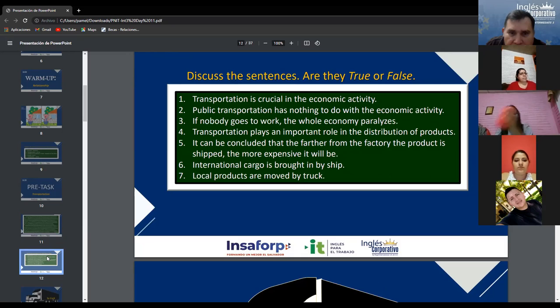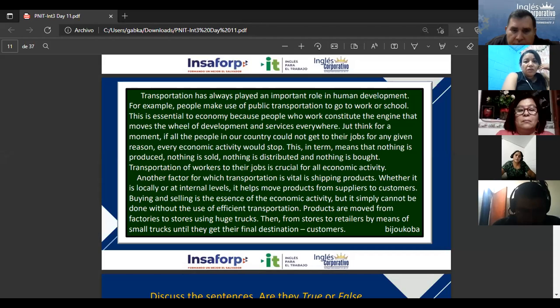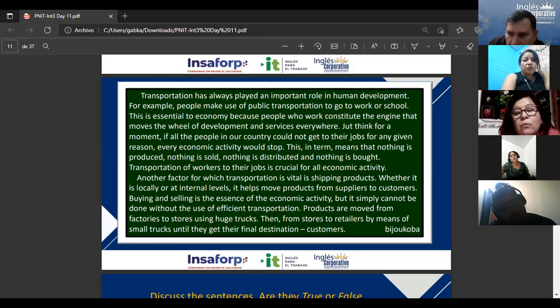Okay, discuss these sentences. Are they true or false? Just think for a moment if all the people in our country could not get to their job for any given reason. Every economic activity will stop. This in turn means that nothing is produced, nothing is sold, nothing is distributed, and nothing is bought. Transportation of workers to their job is crucial for all economic activity. Another factor for which transportation is vital is shipping products.